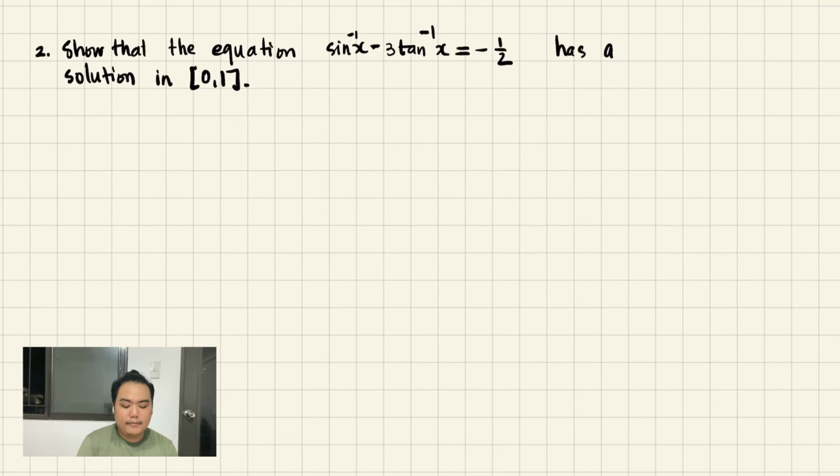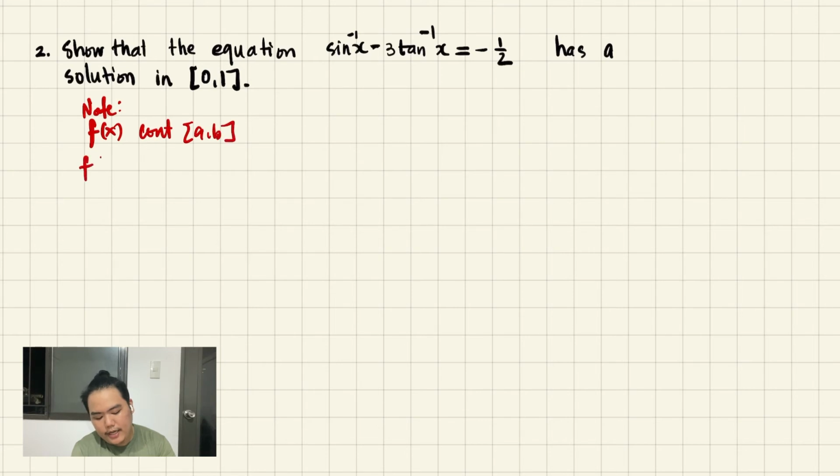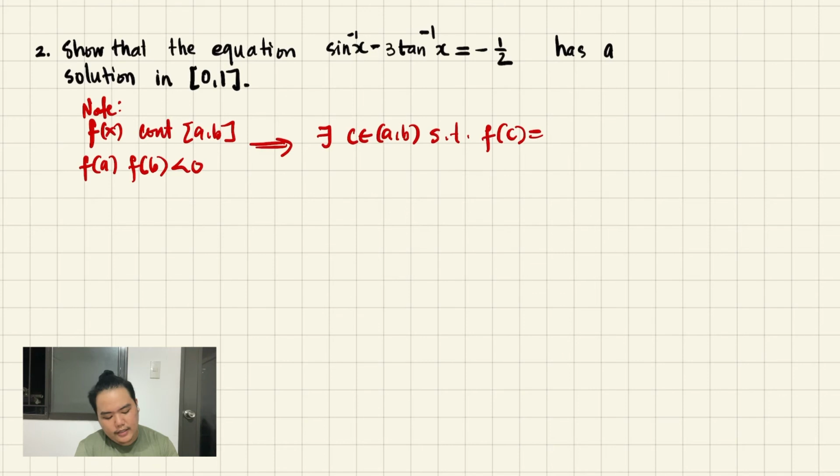Next, we show that the equation has a solution in 0, 1. So, kailangan magaling tayo mamili ng function dito. Ano ulit yung reformulation? Yung f mo continuous on AB, tapos yung f of A and f of B have opposite signs, so meaning pag multiply mo negative. So, ang conclusion, there exists a C in AB such that yung f of C mo ay magiging zero siya. So, kailangan 0 kung yung reformulation yung gagamitin natin. So, ang gagawin ko, yung negative 1/2, lilipat ko sa kabila.